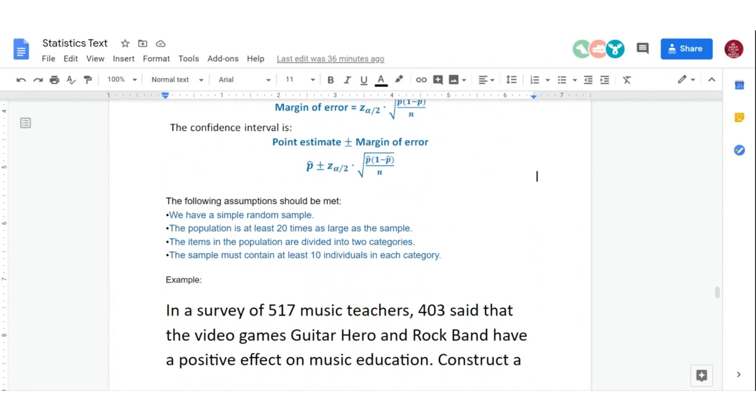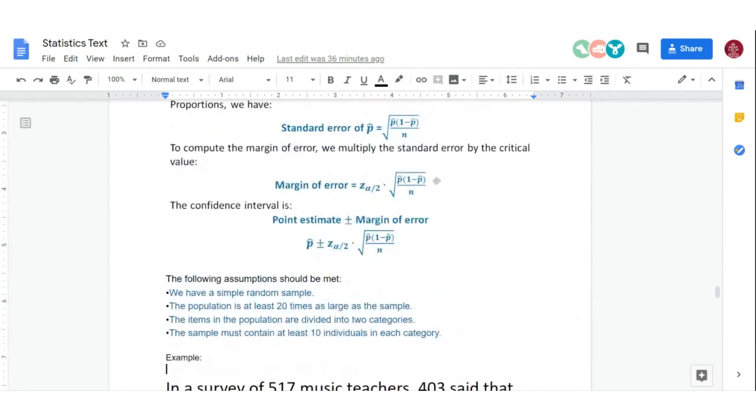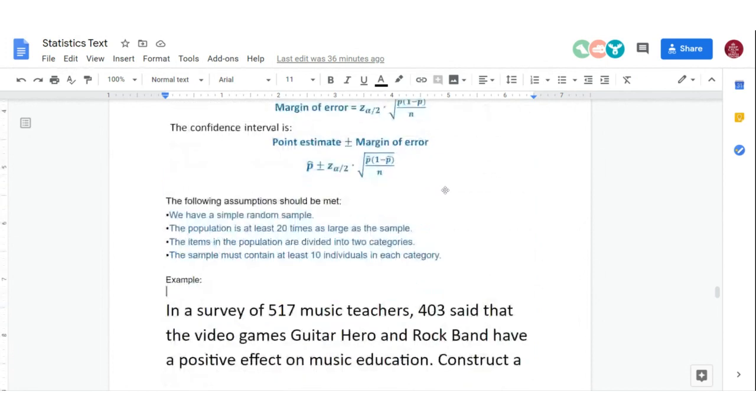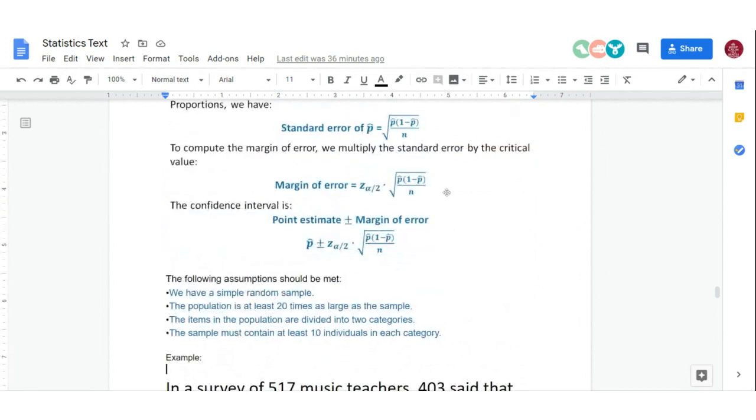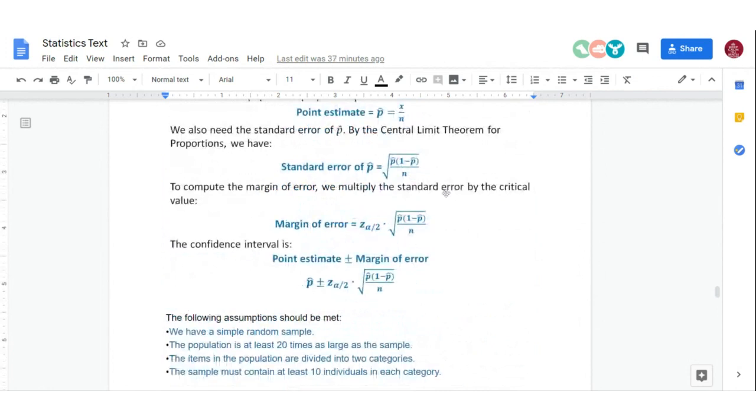And your sample can't be too small. The way they judge too small is that there's got to be at least 10 individuals in each category, which means that at the very least you can't have a sample that's less than 20. But most likely, if you've got no's and yeses, they've got to have 10 of each. So here's a little example. For the most part, other than what I showed you on what they call the standard error for the proportion, it's very much the same thing, except that you don't have to worry about standard deviation and mean.